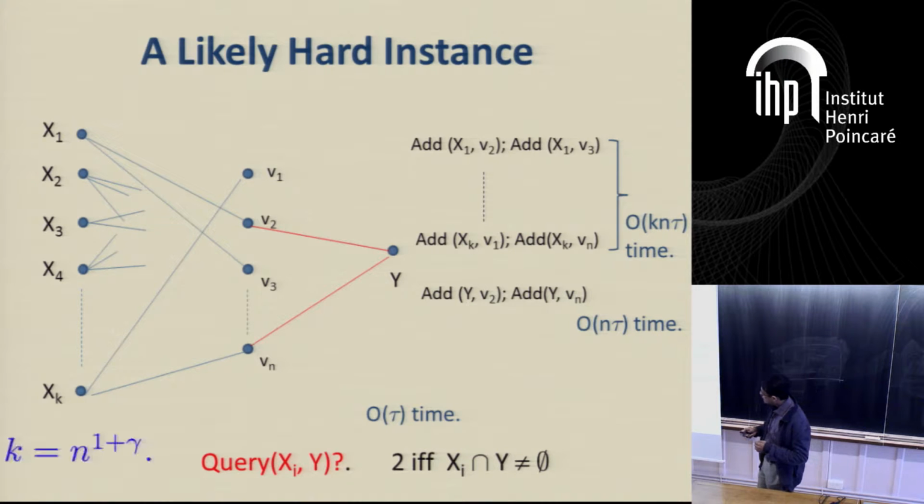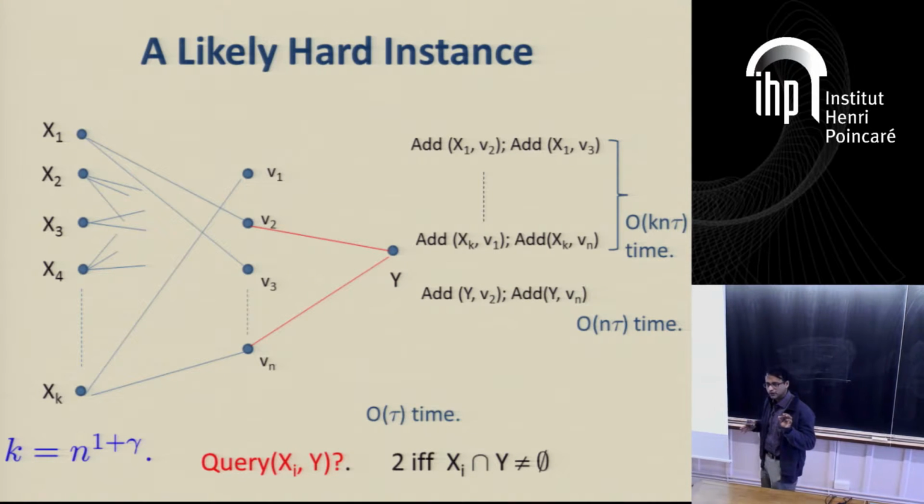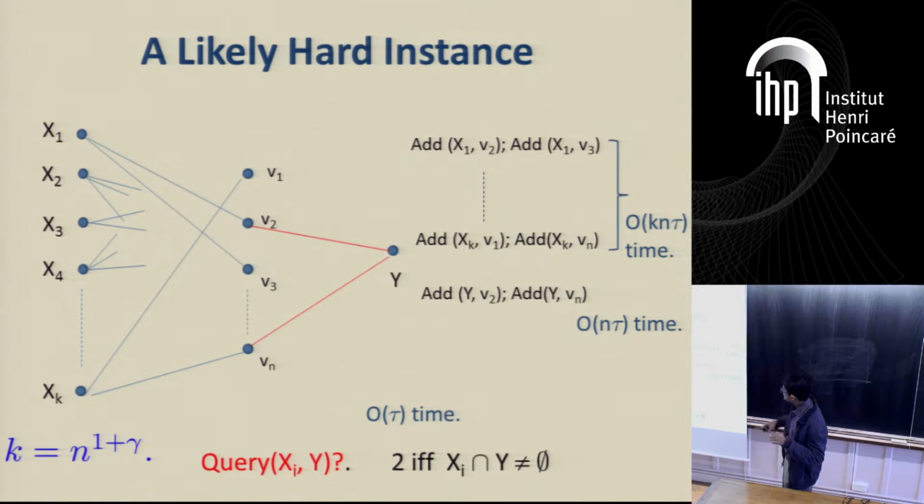And now let's say that k is very large, much larger than n to the 1 plus gamma. Then with this setting of parameters, if tau is polylog of n, intuitively you didn't even have time to check all the neighborhoods, because you got time k times n times tau, and tau is just polylog.